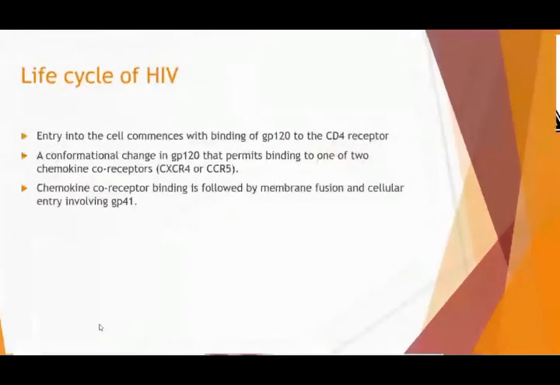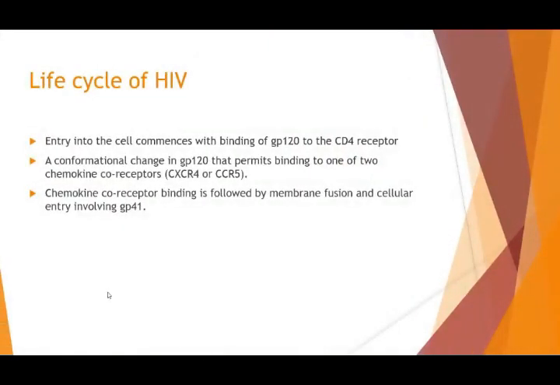So we'll go through the life cycle of HIV infection. Each virus has a life cycle. Entry into the cell commences with binding of the GP120 to the CD4 receptor. So the main target is the CD4 receptor cells. Each cell that harbors this receptor, the CD4 receptor, is going to be infected.